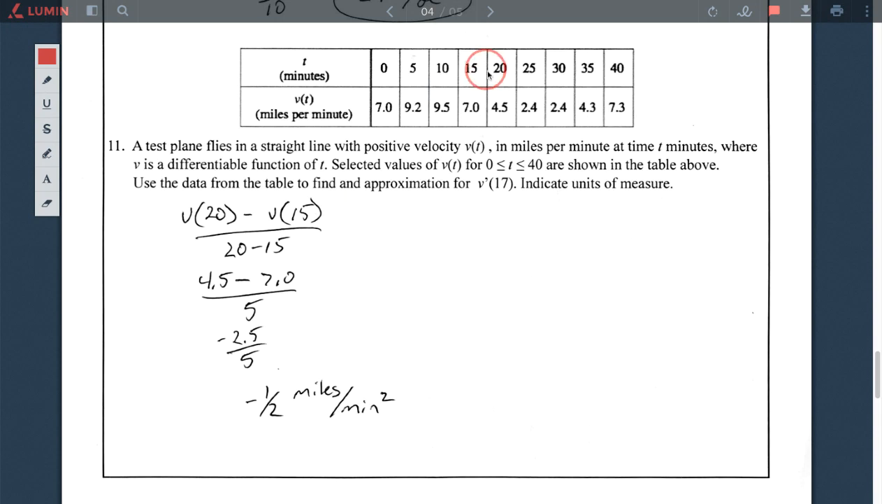This time, 17 is not here, so that means we definitely want to use 15 and 20. So v of 20 minus v of 15 over 20 minus 15. 4.5 minus 7 over 5. 4.5 minus 7 gives me negative 2.5. Negative 2.5 over 5 is negative 1/2. Units on the top would be miles per minute. Units on the bottom would be minutes. So we end up with miles per minute squared.